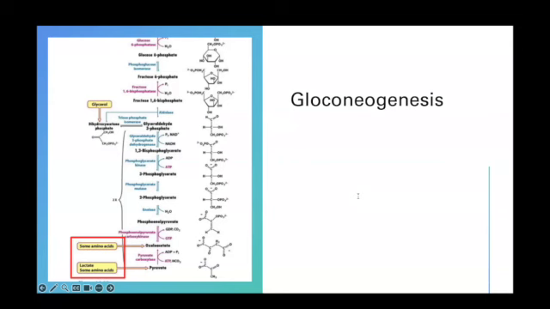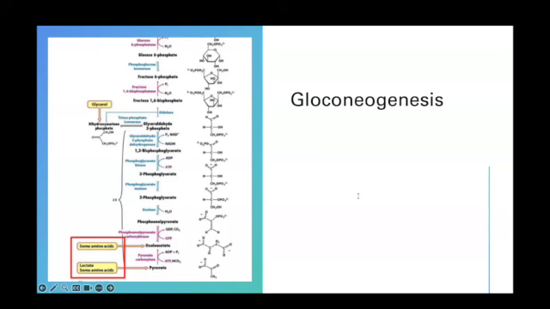So technically, this happens in the reverse of glycolysis. However, we need to bypass the steps that are irreversible in that process. So just like I said a couple minutes ago, some of these steps are tightly regulated, some of these steps are irreversible. So we need to bypass those enzymes and replace them with different enzymes. So our last step needs to be bypassed because that was an irreversible step.